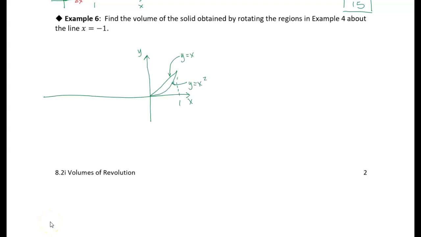All right, so there's the region that we had before, and in this problem we're going to rotate it around the line x equals -1. So here's -1, and then here's -2 and -3. So we're going to rotate it around this line. So this is x equals -1. We're going to rotate it around that line.